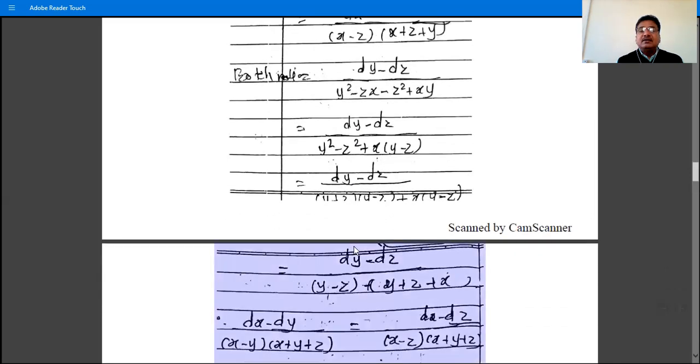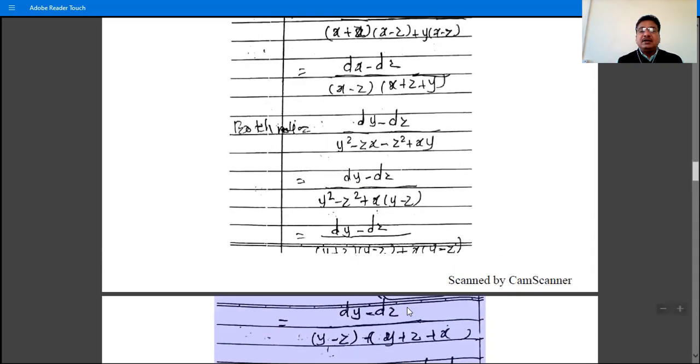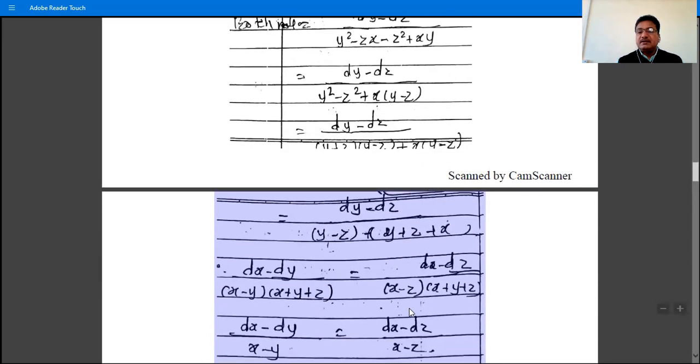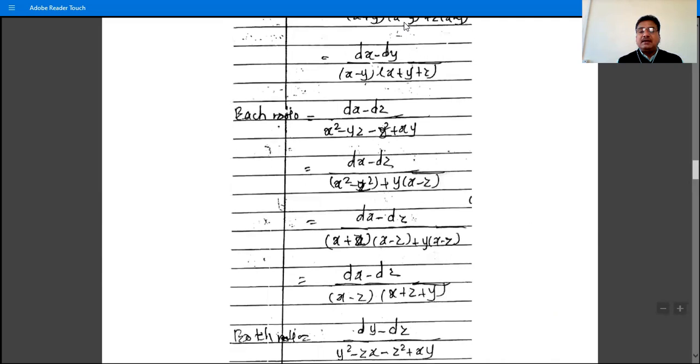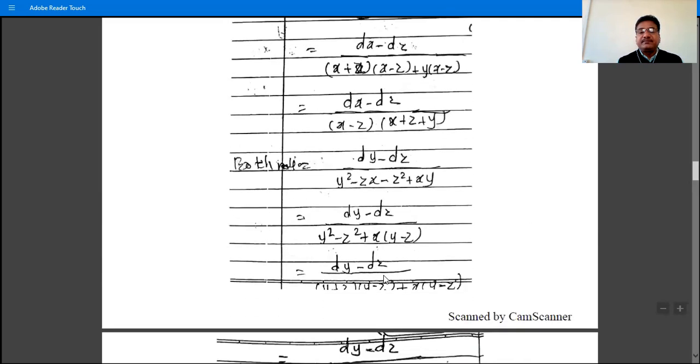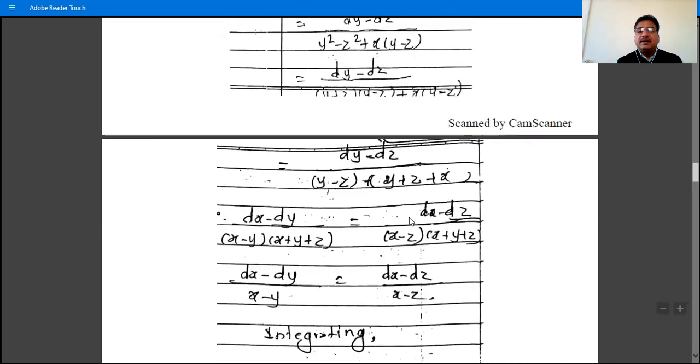And then, out of these three, consider any two. That is, we take dx minus dy divided by this first factor, dx divided by this, and this dx minus dz. Consider any two, divided by (x minus z)(x plus y plus z). So the x plus y plus z common factor cancels, and therefore we have (dx minus dy) divided by (x minus y), (dx minus dz) divided by (x minus z), and then integration.